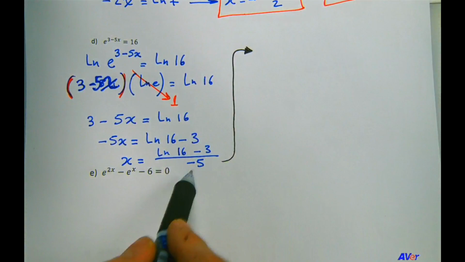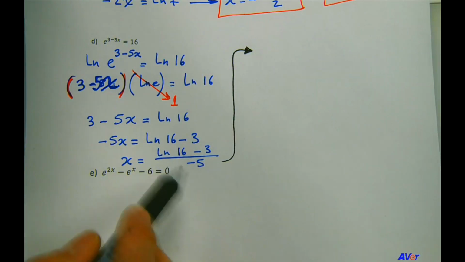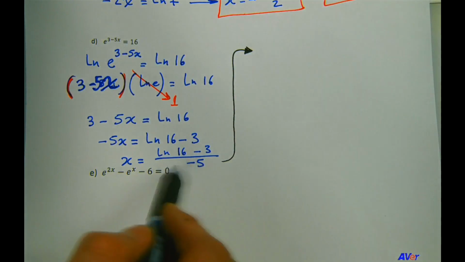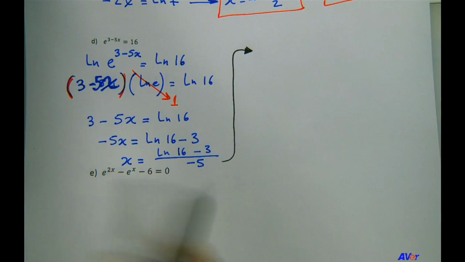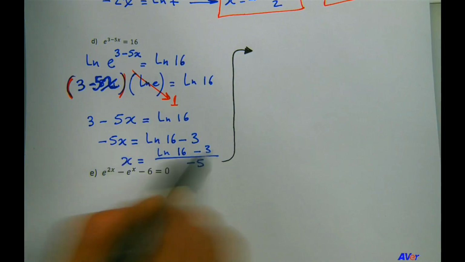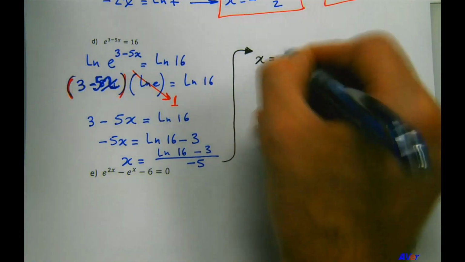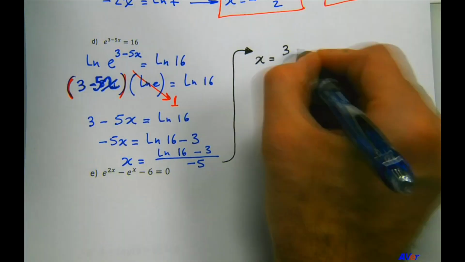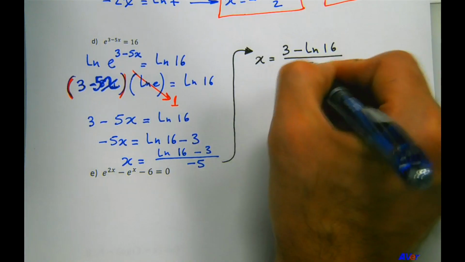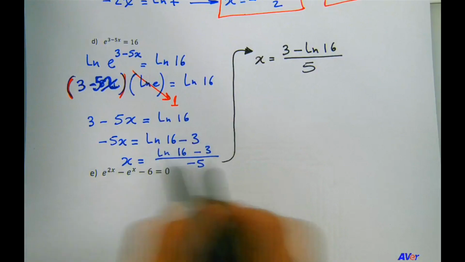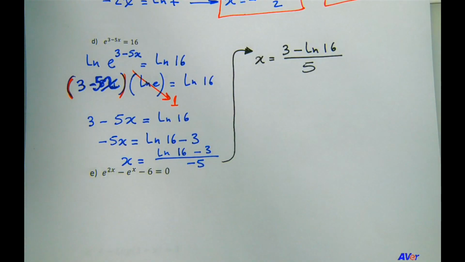So this 5, we can bring it up and distribute it into the numerator, so we get rid of it. I mean, it's just a dangling negative in the denominator, right? So let's bring it up and distribute it into the numerator. We end up with x equals 3 minus natural log of 16 divided by positive 5. So these two answers, if you stopped here, you'd be correct. Your answer would be correct.